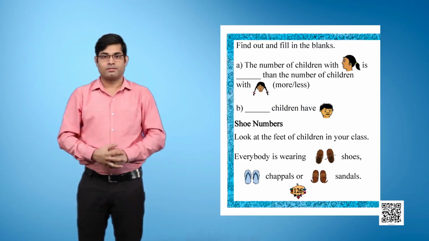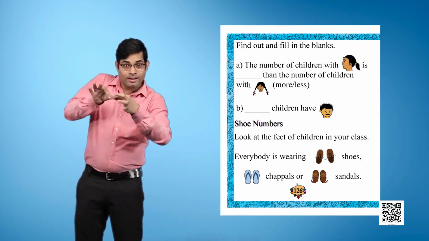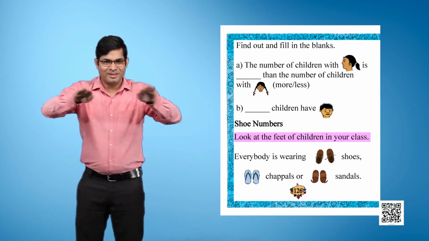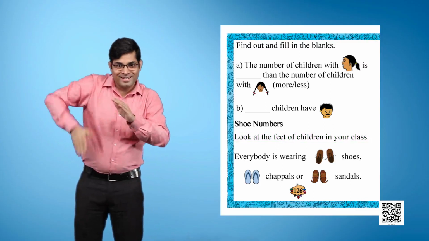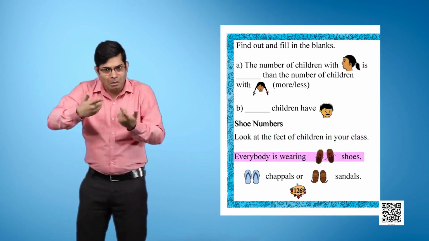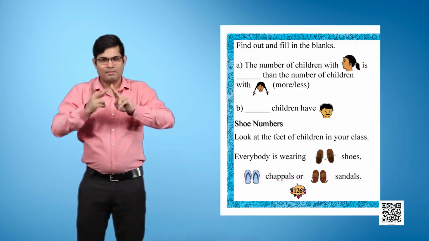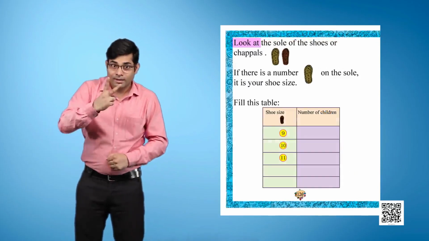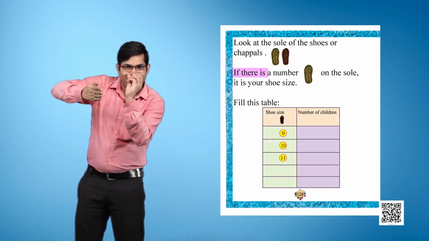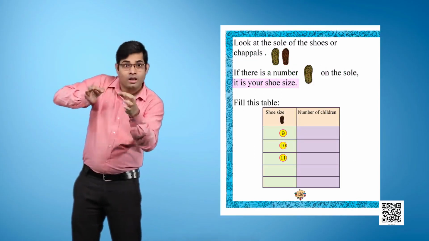Part 2. Shoe numbers. Look at the feet of children in your class. Everybody is wearing shoes, chappals or sandals. Look at the sole of the shoes or chappals. If there is a number on the sole, it is your shoe size.